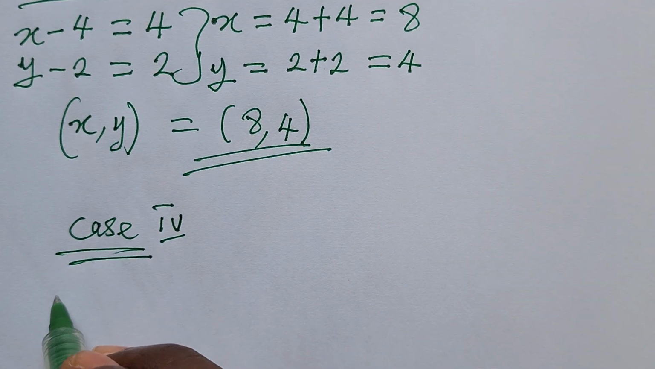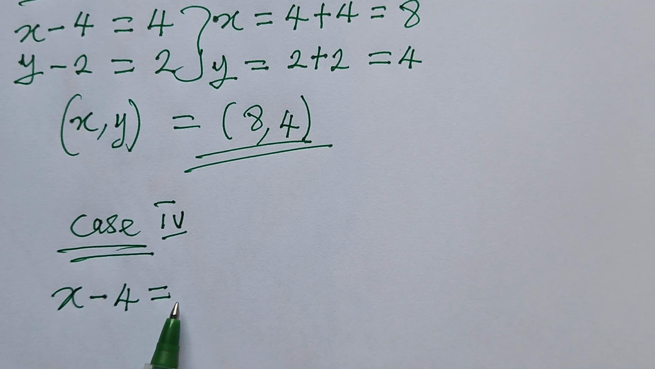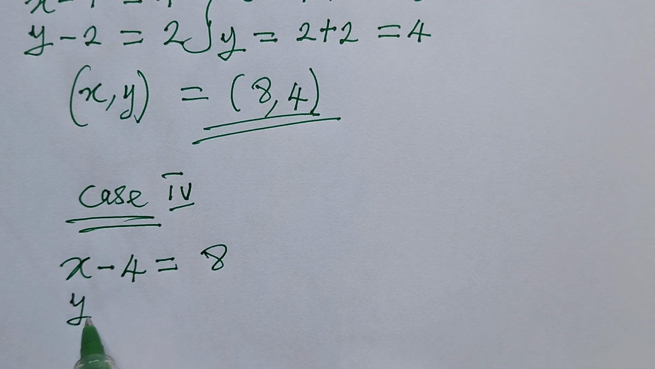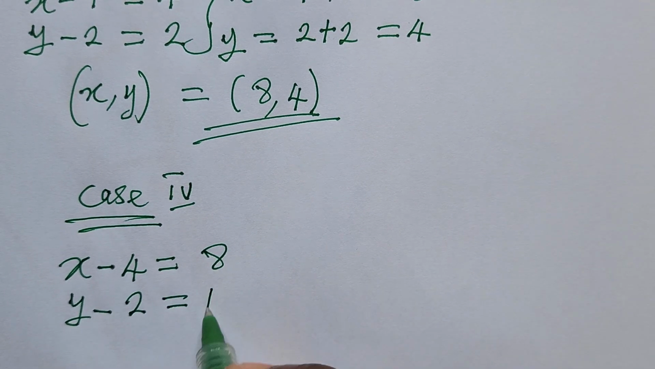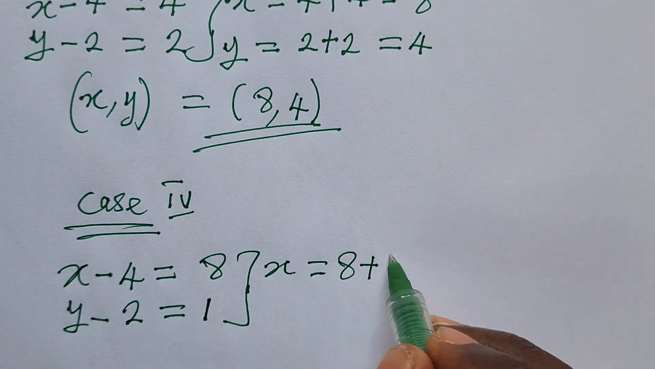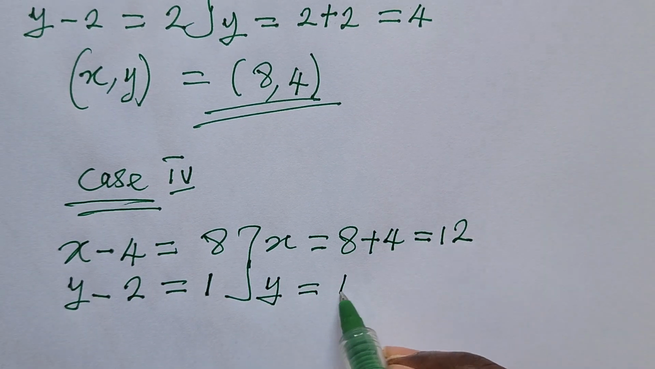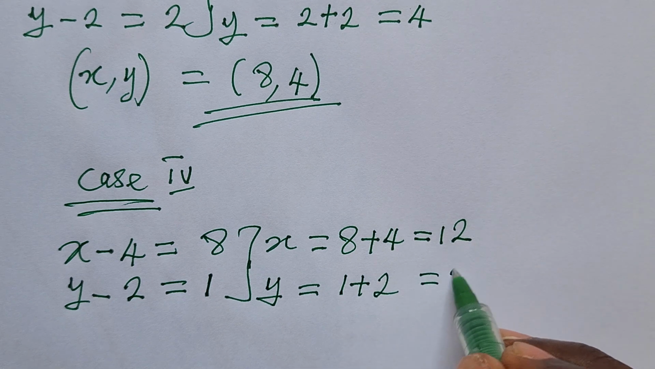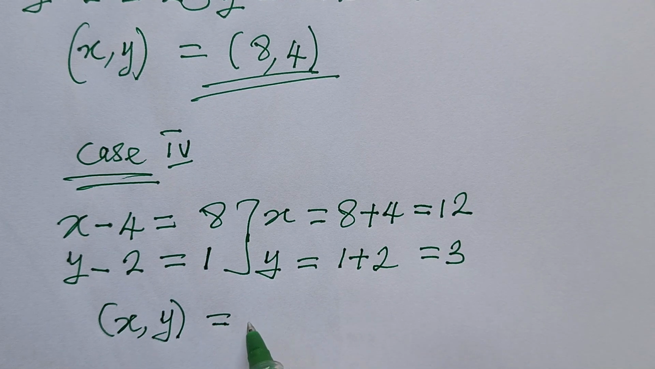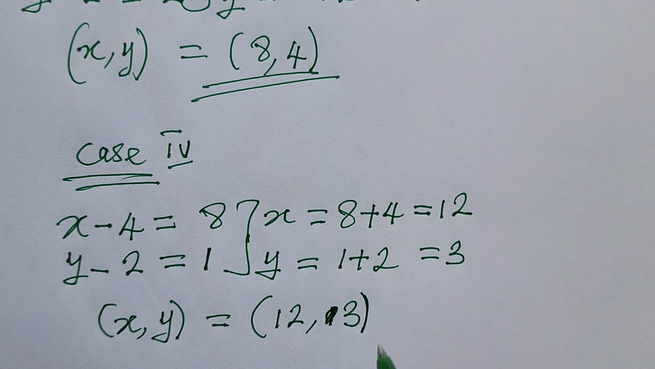We have x minus 4 is equal to, this time around, 8, right? So there's going to be 8, and our y minus 2 take 1. Again, this will give us x equal to 8 plus 4, which is automatically 12. And here we have y equal to 1 plus 2, which is equal to 3. So the solution from here is going to give us x, comma y equal to bracket 12, comma 3. Sorry, not 30, it's 3, please.